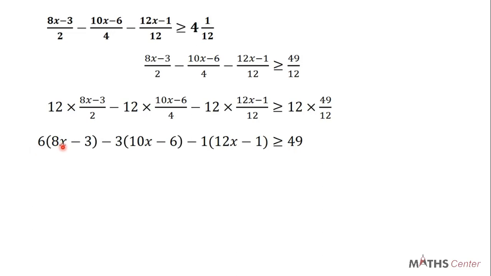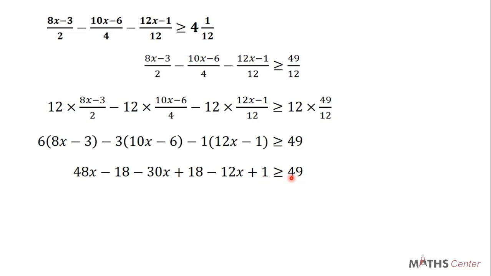From here, we open the bracket and we simplify. So we have 6 times 8x, which will give us 48x. 6 times 3 will give us 18, but it's negative, so minus 18. Minus 3 times 10x will give us minus 30x. Minus 3 times minus 6 will give us positive 18. Remember, when a negative number multiplies a negative number, you are going to get a positive number. Minus 1 times 12x will give us minus 12x. Once again, minus 1 times minus 1 gives us positive 1. Then this one is greater than 49.